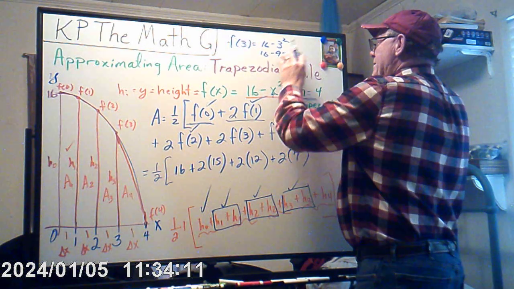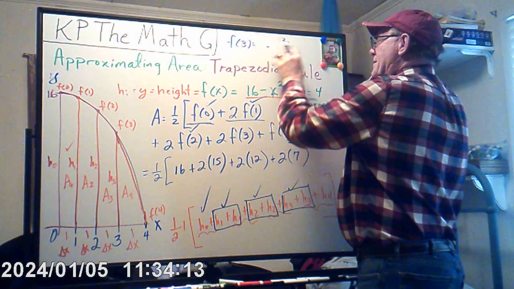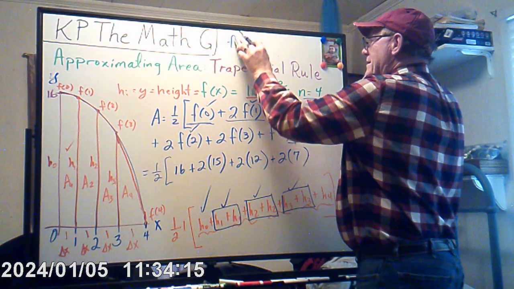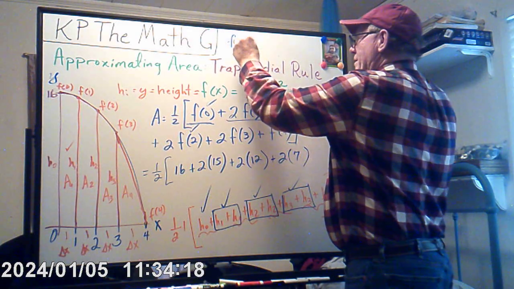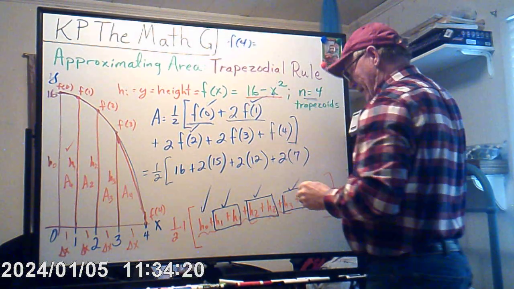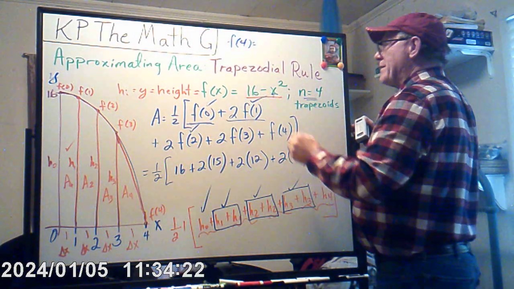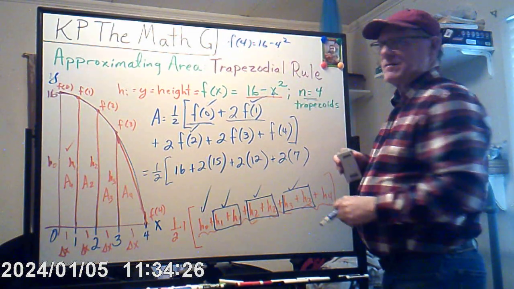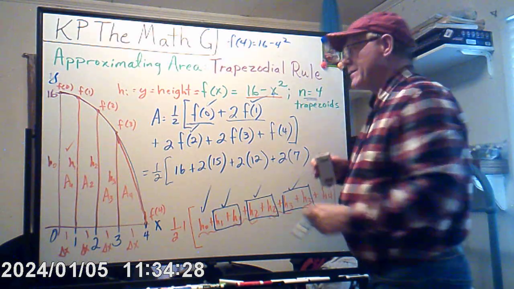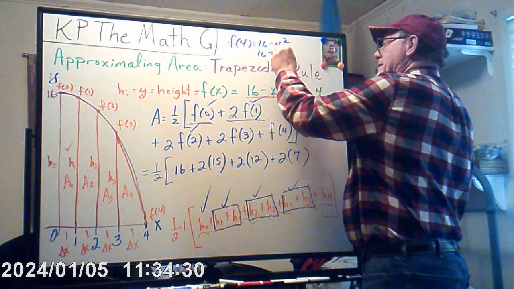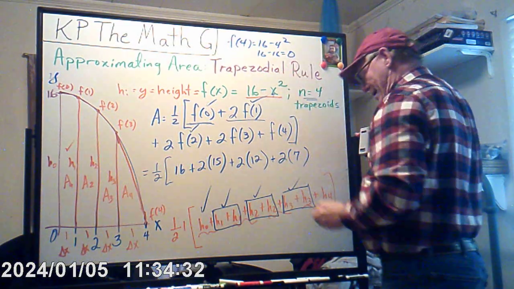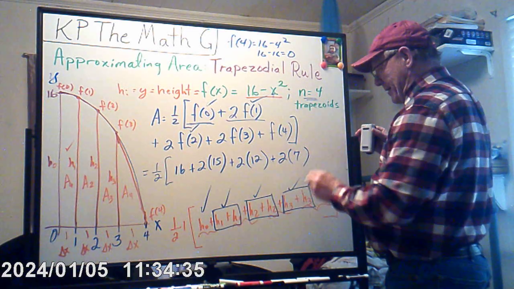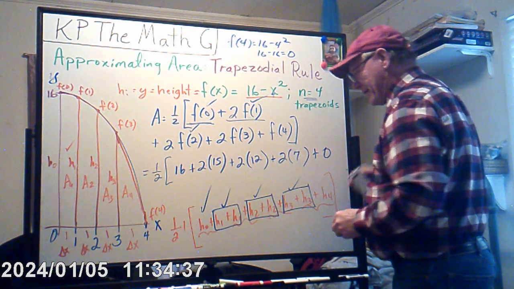And on the last one, we do not have a bona fide trapezoid, but we're going to treat it as if it is one, because watch here. F at 4 is 16 minus 4 squared, and you can see what that is, right? So 16 minus 16 is 0 here. So in this case, plus 0.